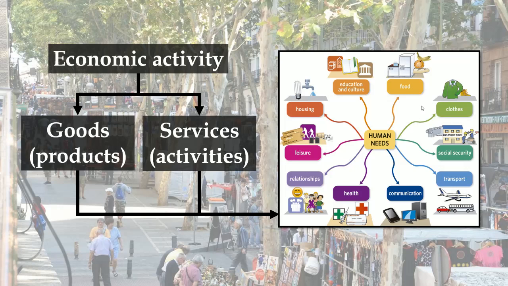So, for example, you satisfy your need of food with goods, with food which are products. Also, clothes the same. But, for example, the transport or the education and culture, those needs are satisfied by certain activities. For example, this with schools, and communication with the internet connection, and health with the activity of a doctor.